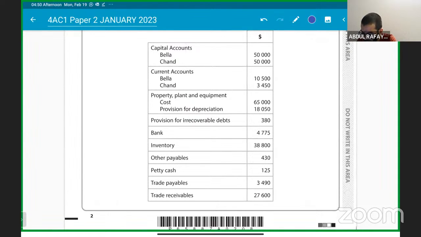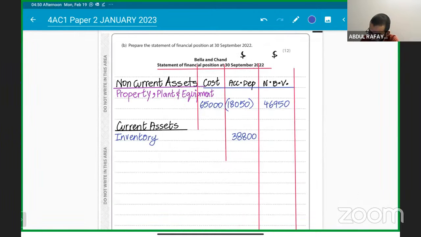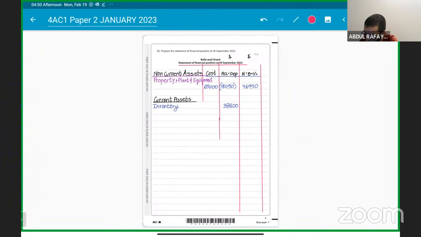After inventory, we will have a bank and we have petty cash book. We have trade receivables as well. We need to understand that we have trade receivables and we have provision for irrecoverable debts as well. So follow very carefully how these things work. Basically, it will be so simple.